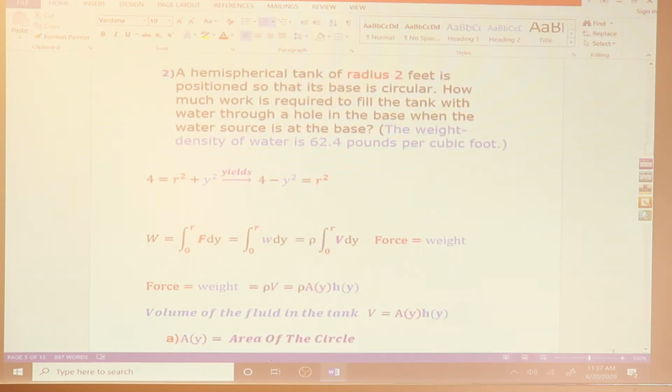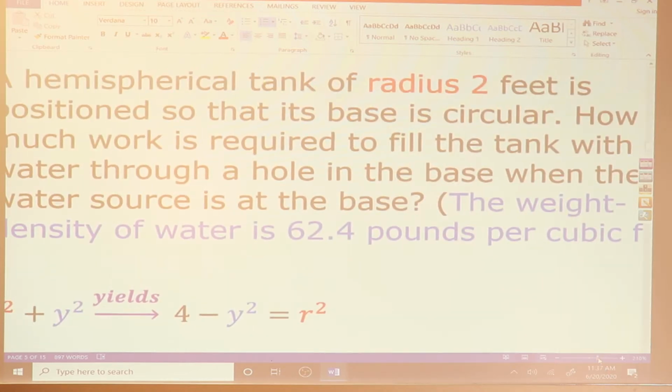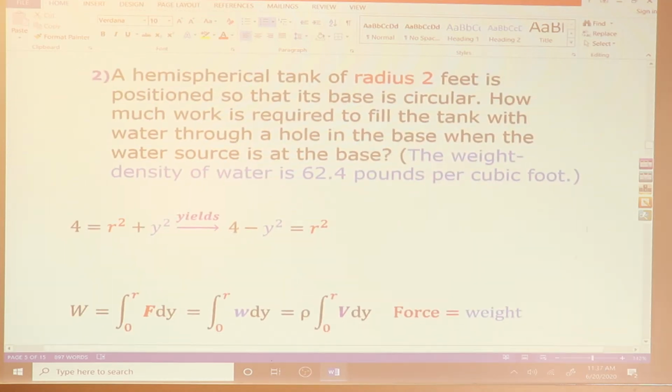Today our question is a hemispherical tank. You can read the problem. A hemispherical tank of radius 2 feet is positioned so that its base is circular. How much work is required to fill the tank with water through a hole in the base? The weight density of the water is 62.4.